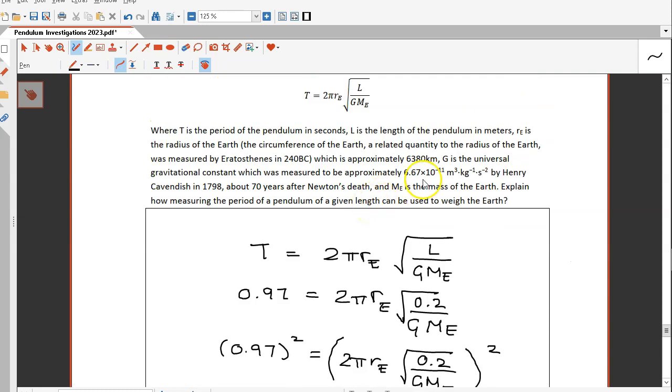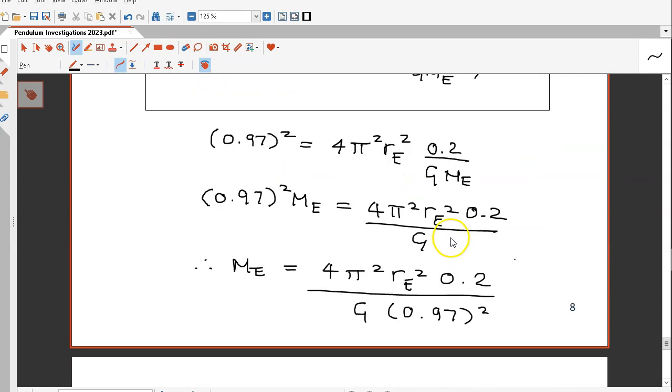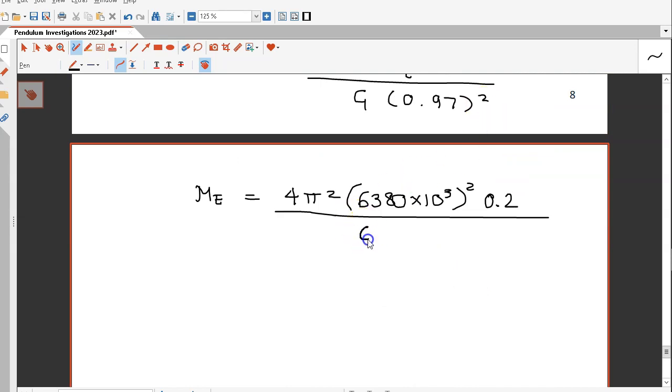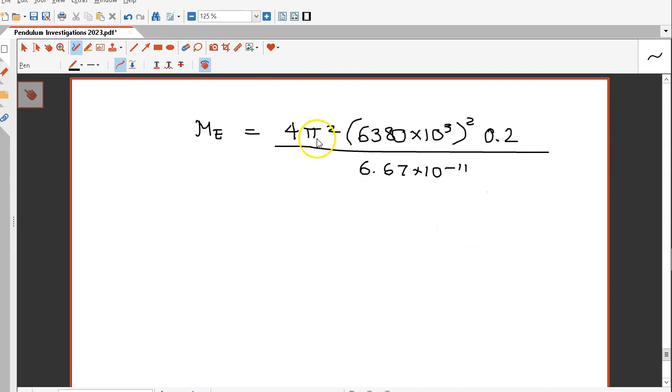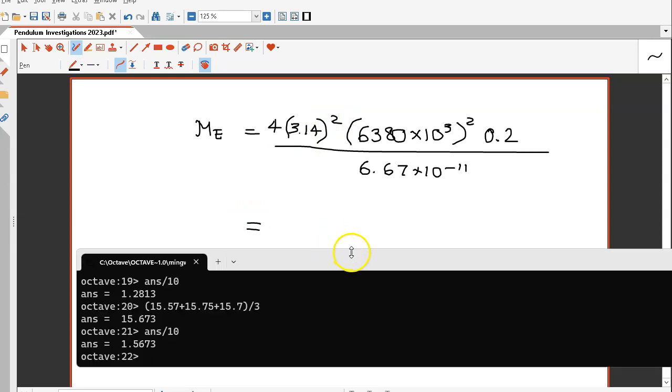is 6.67 times 10 to the minus 11. And perhaps at this point we should replace pi by its number. So that's 4 pi, let's just put that as 3.14 squared. I'm just going to clear that up, so that's squared. And now we can actually calculate this out, and we can measure the mass of the Earth.